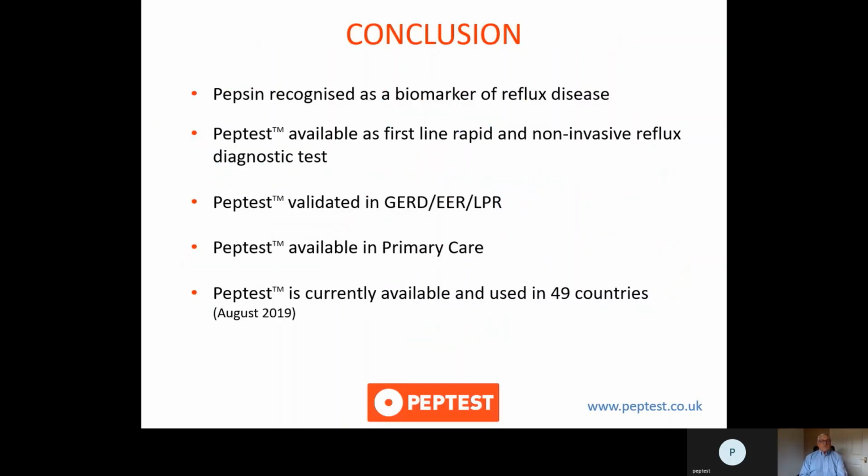So in conclusion, PEPTEST is recognised as a biomarker of reflux disease. It's available as a first-line rapid and non-invasive reflux diagnostic test in many countries in the world now. It's been fully validated in GERD, extraesophageal reflux and LPR, and is also available in primary care.